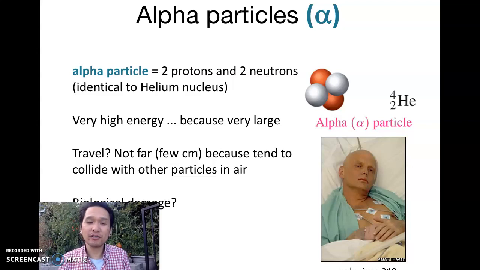What is its biological damage then? Well, because it is so big and so high in energy, it is very damaging if it is in your body. If that source is outside your body, it turns out it's not going to be that damaging because, again, it doesn't travel very far before it hits a gas molecule. Therefore, it's not going to hit you. Okay, so that's why it's not going to be super dangerous unless you have it in your body.